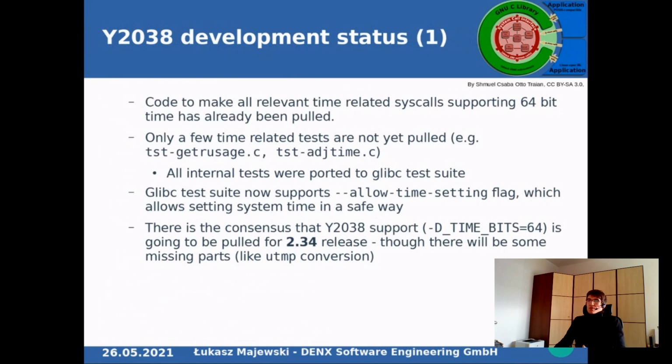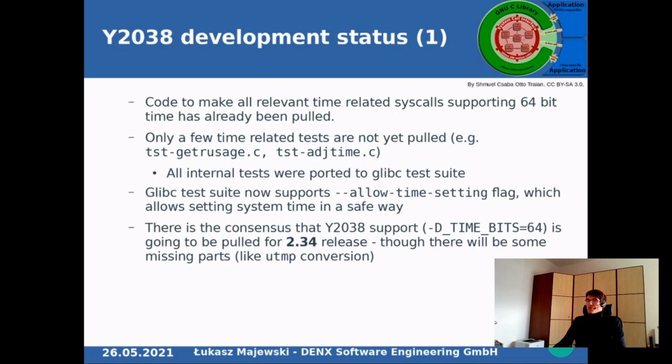When the project started, there were some internal tests to check if we have proper operation or if we had not introduced regression. And those internal tests have been ported to the glibc test suite. So they are all now in the glibc test suite, and can be used by anybody. And only a few, I think 2 or 3 tests, are still under discussion. These are getter usage and test access time.